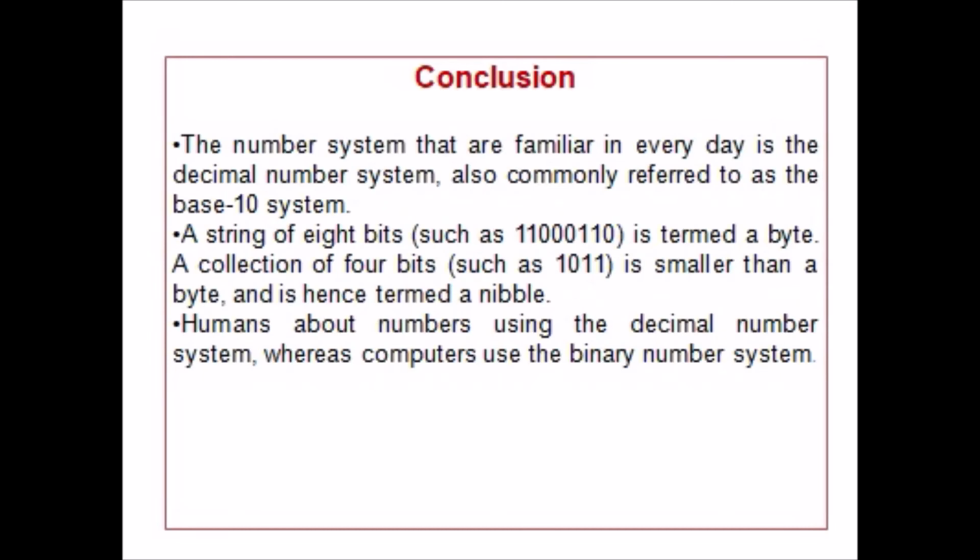Hence, in conclusion, the number system that is familiar in everyday life is the decimal number system, which is also commonly referred to as the base 10 system. A string of 8 bits such as 11000110 is termed a byte. A collection of 4 bits such as 1011 is smaller than a byte and hence it is termed a nibble. Humans think about numbers using the decimal number system, whereas computers use the binary number system.